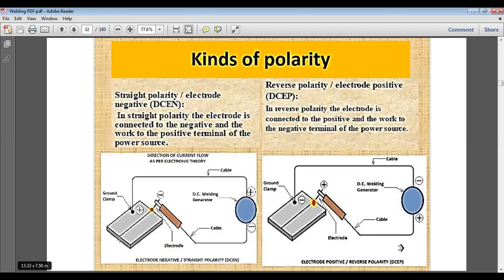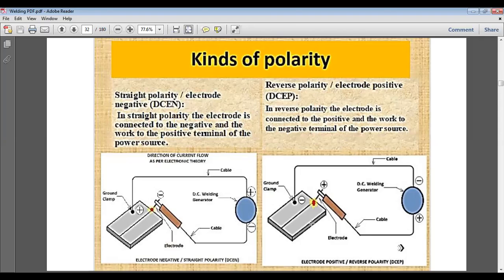So what we do is reverse the polarity, and this way high heat is generated at the electrode and low heat is generated at the metal. This is the way of protecting the metal from the high heat. This is called reverse polarity, and it protects the metal from high heat.